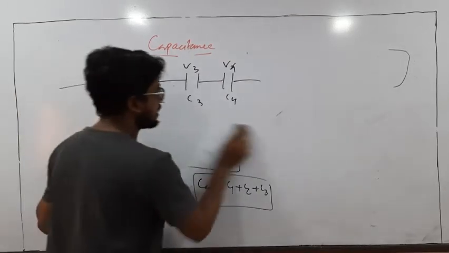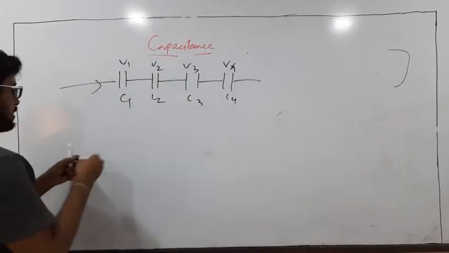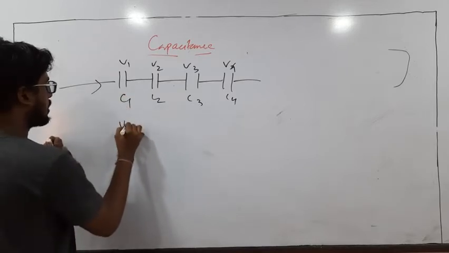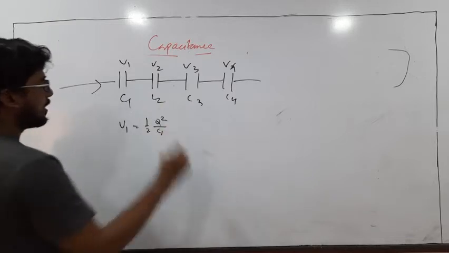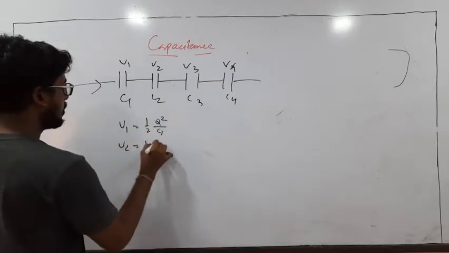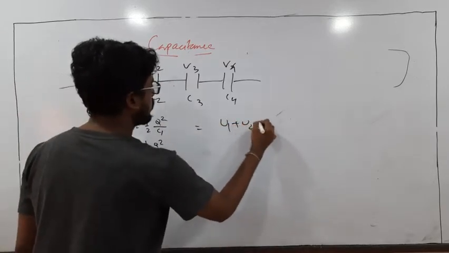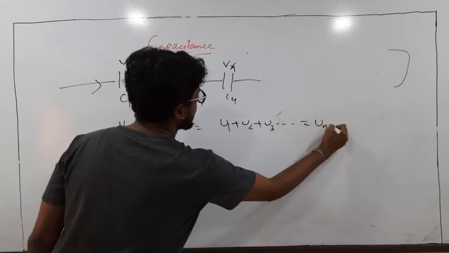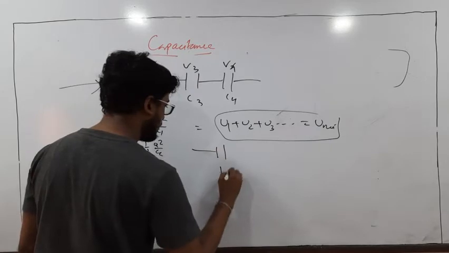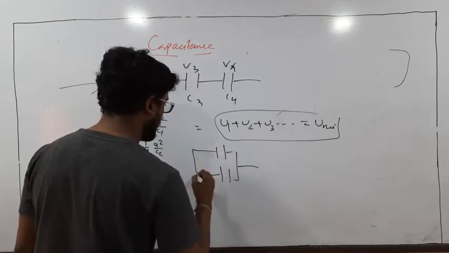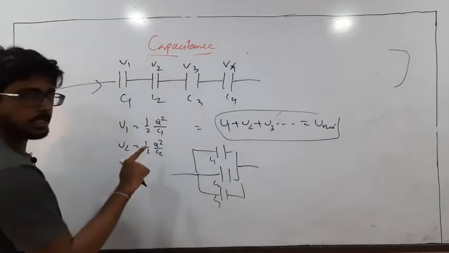Next, what will be the energy in case of series? As in the series combination of capacitors, charge remains constant, we know the energy U1 for C1 will be half Q square by C1. For U2 it will be half Q square by C2, and adding all these we will get how much? U1 plus U2 plus U3 and so on will be the U net, the total energy stored in all the capacitors. Similarly, in case of parallel, if there are different capacitors connected in parallel, C1, C2 and C3, for each capacitor the potential remains constant.